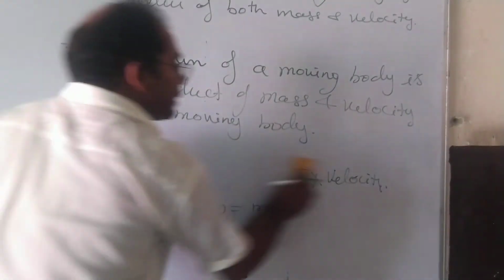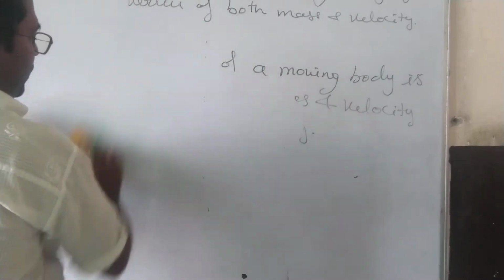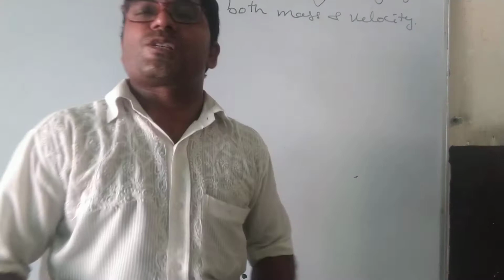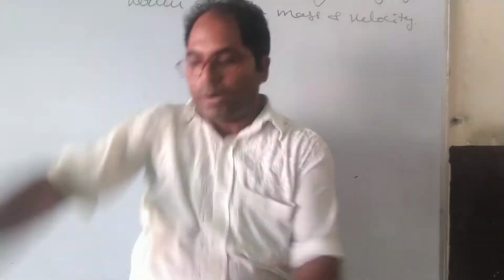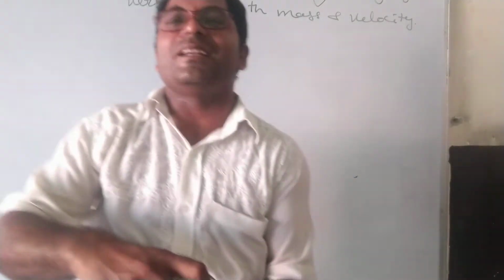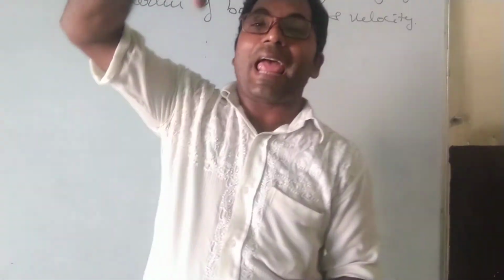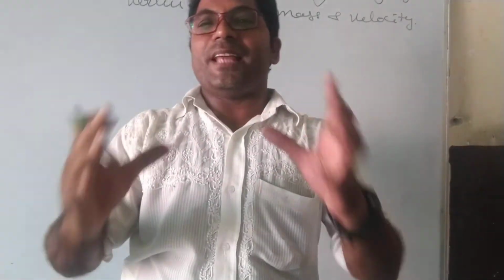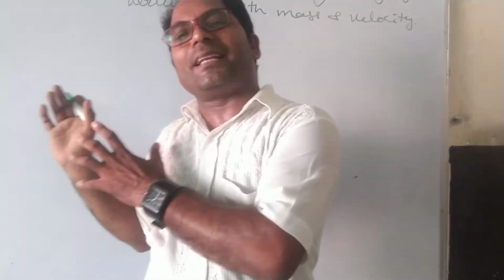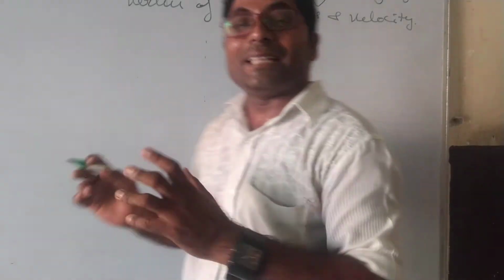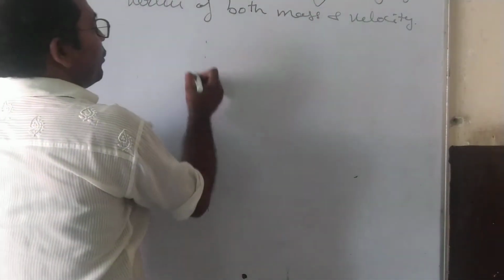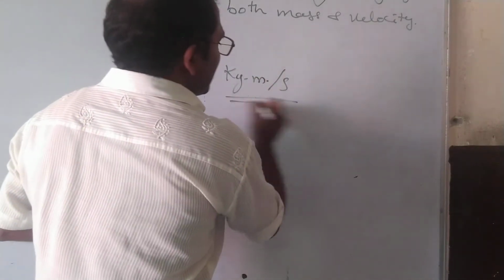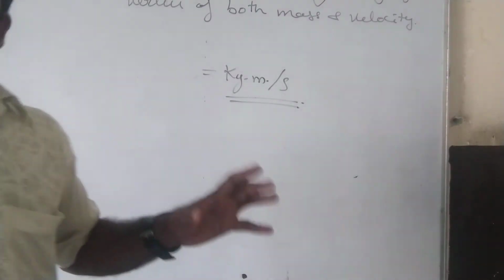Now, students, momentum is a vector quantity. Why is it a vector quantity? I can explain. When the object is coming downwards, in a direction, then what is happening? The object has magnitude as well as direction. That's why momentum of the object is a vector quantity. And the SI unit of momentum is kilogram meter per second.